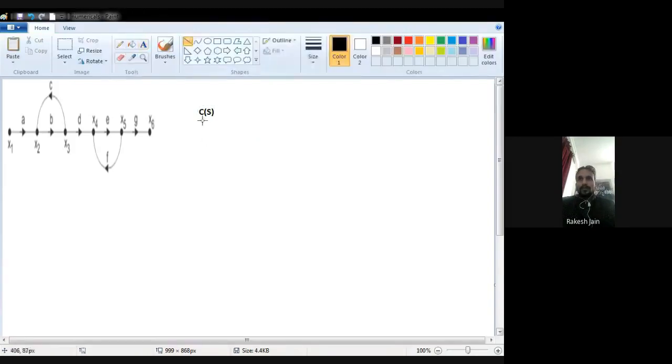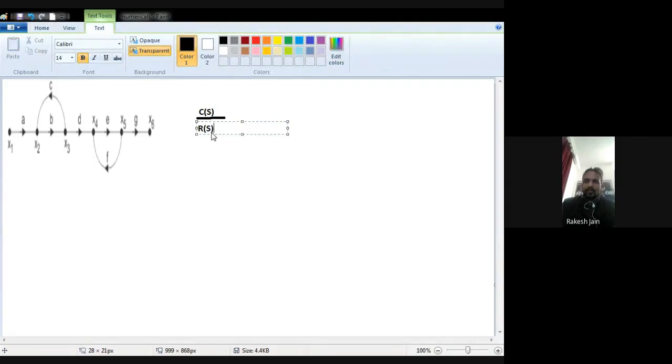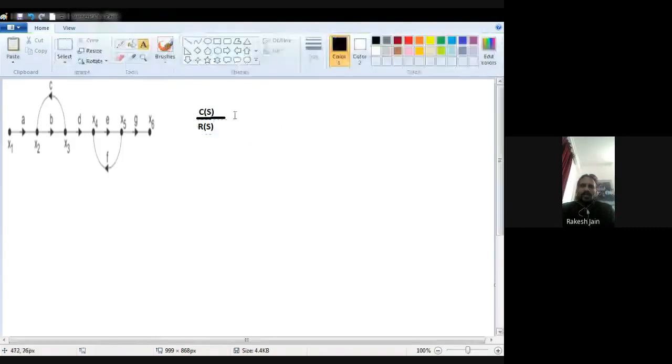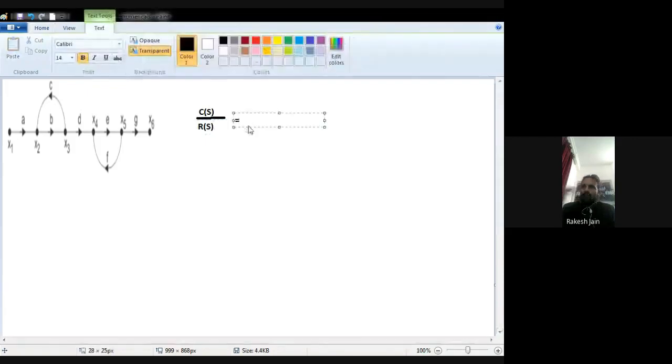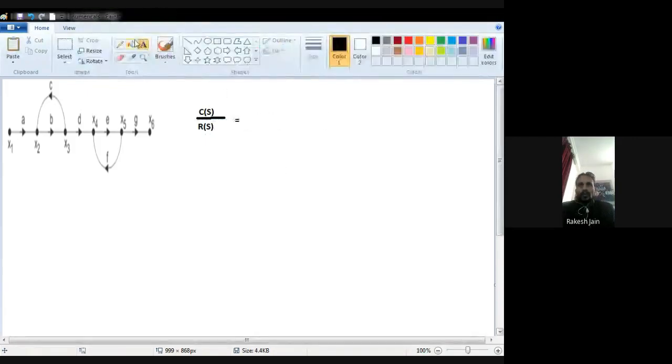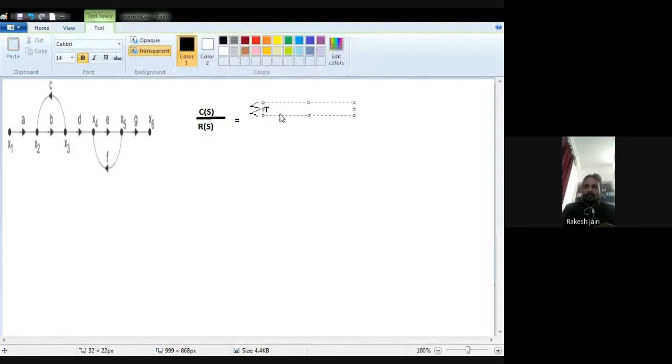C(s) in caps, I will write down. Don't get confused by the words C(s) and R(s), because the output side, for example in this numerical, is represented by x6 and the input side is represented by x1. So you can also write x6 by x1, no problem. Otherwise the standard transfer function, C(s) upon R(s), is equal to the sum of Tk del k upon del.